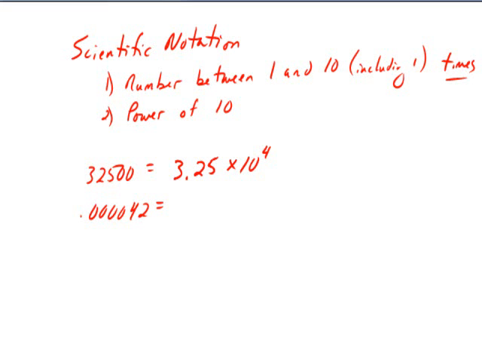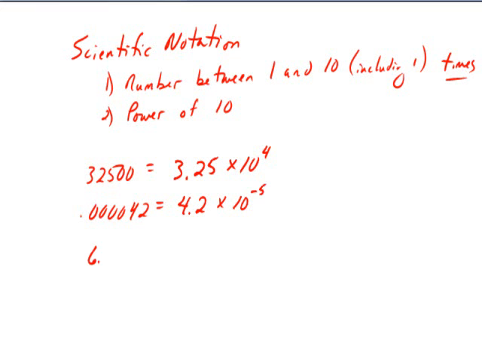A small number, like this one, can be written in scientific notation by moving the decimal point, giving us a value between 1 and 10, 4.2, times the power of 10 to give us the equivalent of this value. I can move the decimal point 1, 2, 3, 4, 5 places to the right to put it after the 4. So in scientific notation, this number would be written as 4.2 times 10 to the negative 5th power.